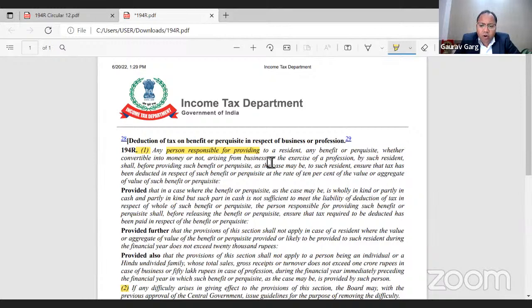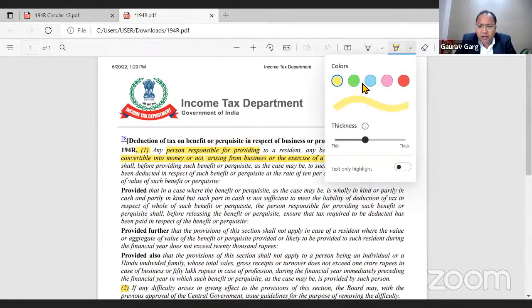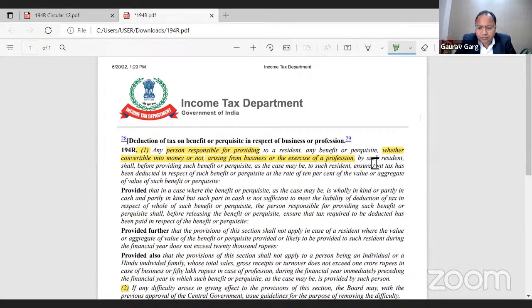Then it says any person responsible for providing to a resident any benefit or perquisite, whether convertible into money or not, arising from business. And this, I personally believe, and I think all my friends who are practicing in tax, is a very important phrase: arising from business or the exercise of profession by such a resident. Such a resident means the resident who is receiving the benefit. So section 194R subsection 1 is basically applicable when the recipient is a resident and the benefit or perquisite which we are giving to that resident is actually arising from the business or profession of such resident.